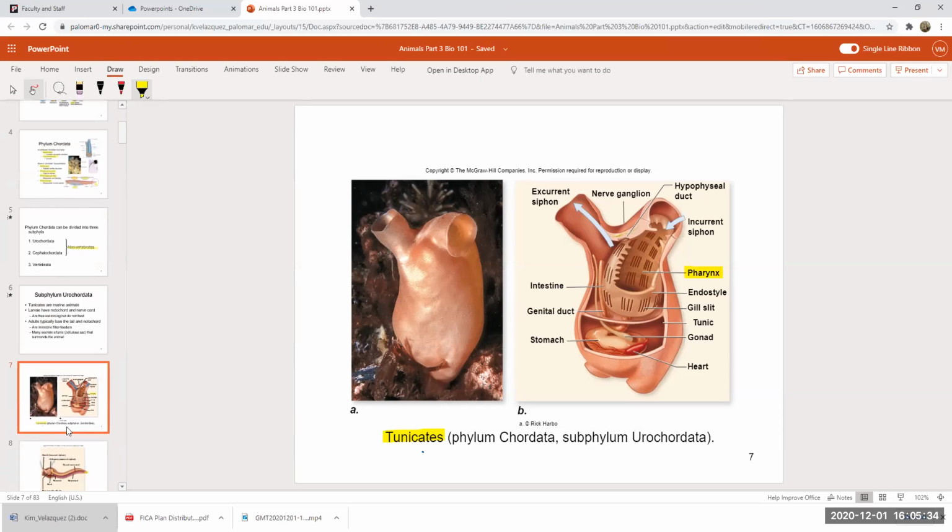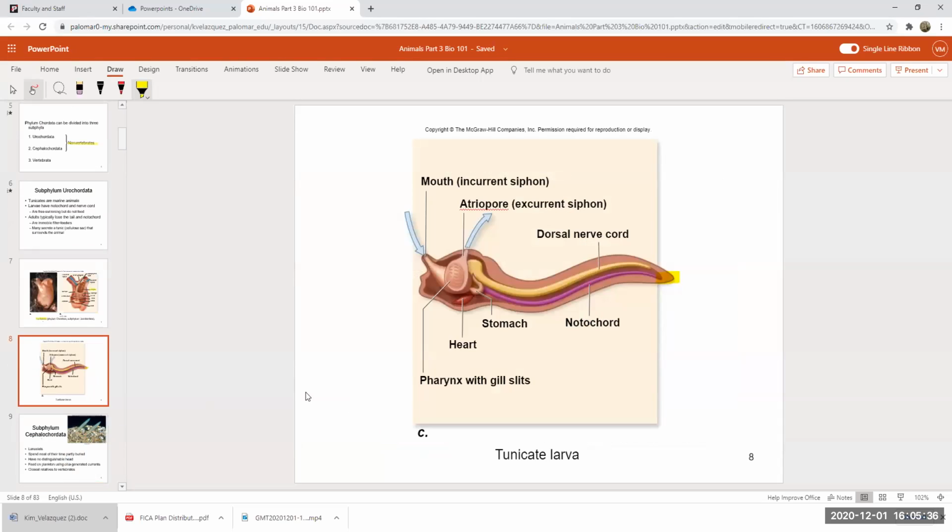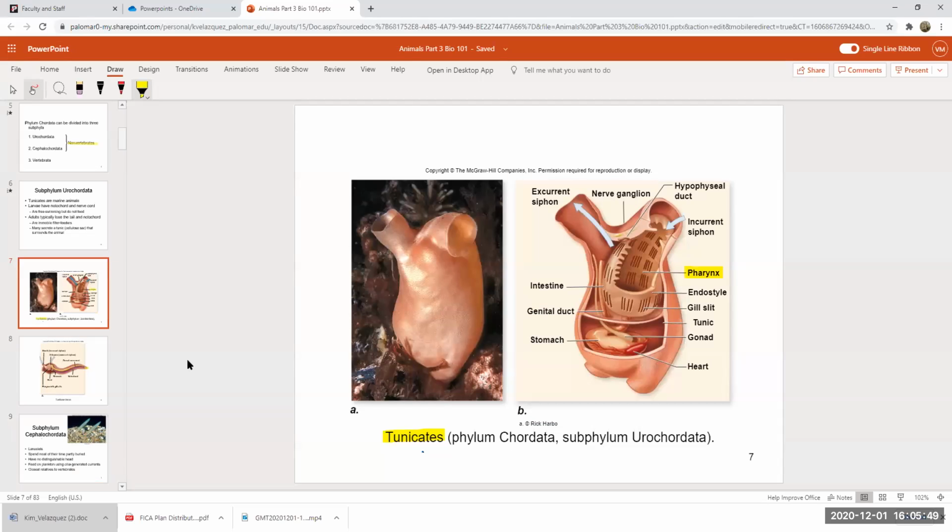Otherwise, the larvae have the other chordate characteristics, a dorsal nerve cord, a pharynx, a notochord, and right here is the postanal tail. The larvae are free swimming. The adults are sessile, which means they don't move. And again, very primitive chordates.